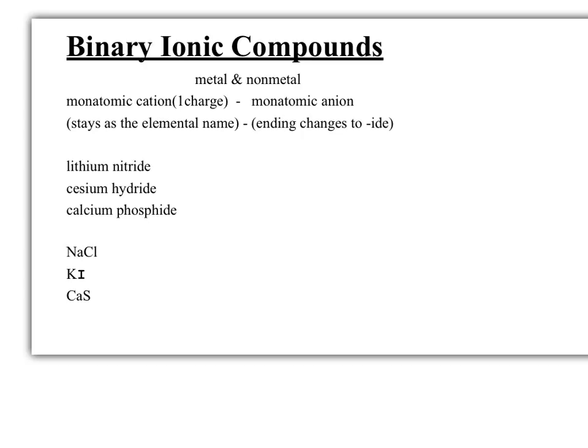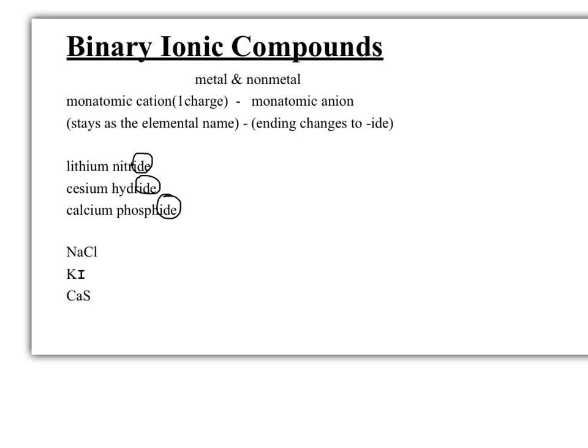So in looking at the metal, it is going to be a cation which only has one definitive charge. That name stays the same as the elemental name. The anion, however, the ending is going to change to IDE. So if you notice here, we see IDE at the end of all of these names.